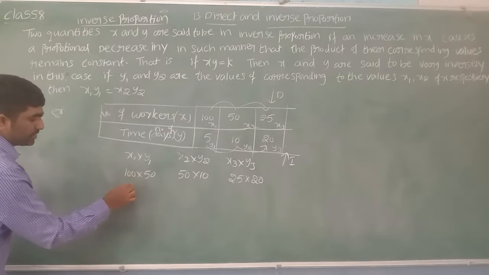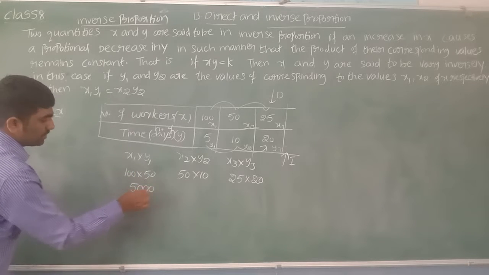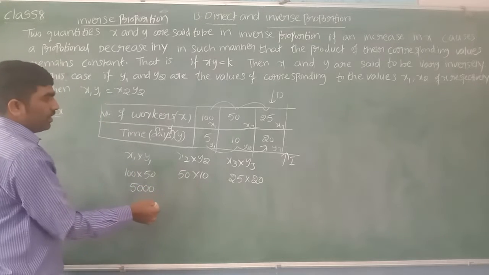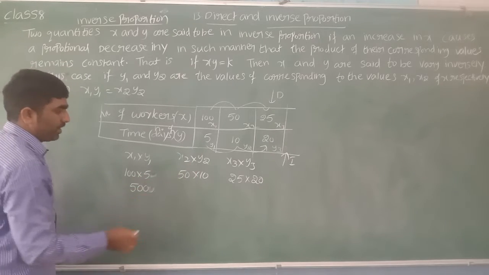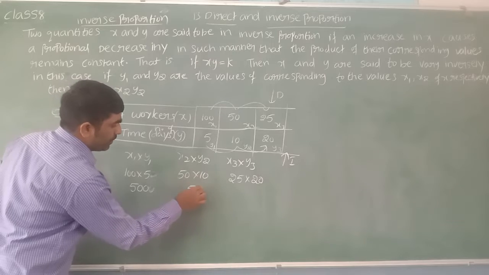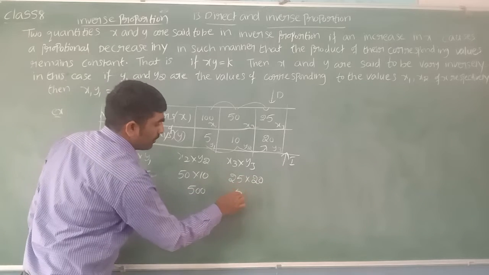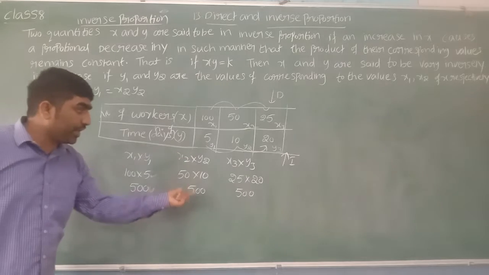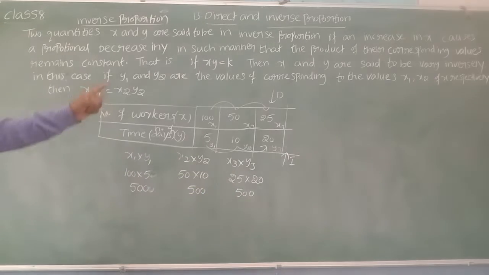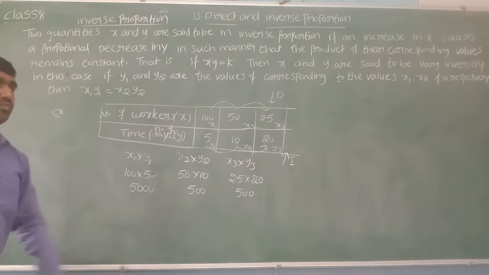100 into 5, 5 ones are 5, 2 zeros, 500. 50 into 10, 500. 25 into 20, 25 twos are 50, then 10, 500. So for x1 y1, x2 y2, x3 y3, the product of corresponding values remains constant. What is the constant here?